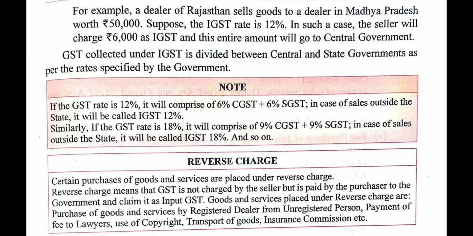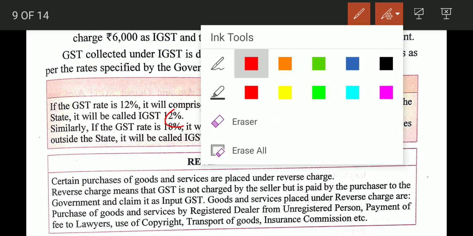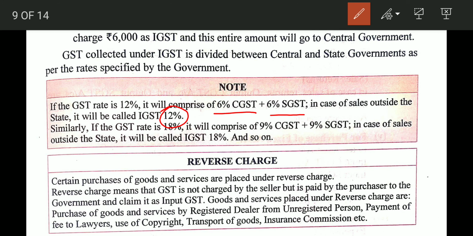If GST rate is 12%, it will comprise 6% of CGST and 6% of SGST. In case of sales outside state, it will be calculated as 12% IGST. Similarly, if 18%, then 9% will be automatically CGST and 9% will be SGST. If it is outside the state, it will be IGST, whole will go as 18%.